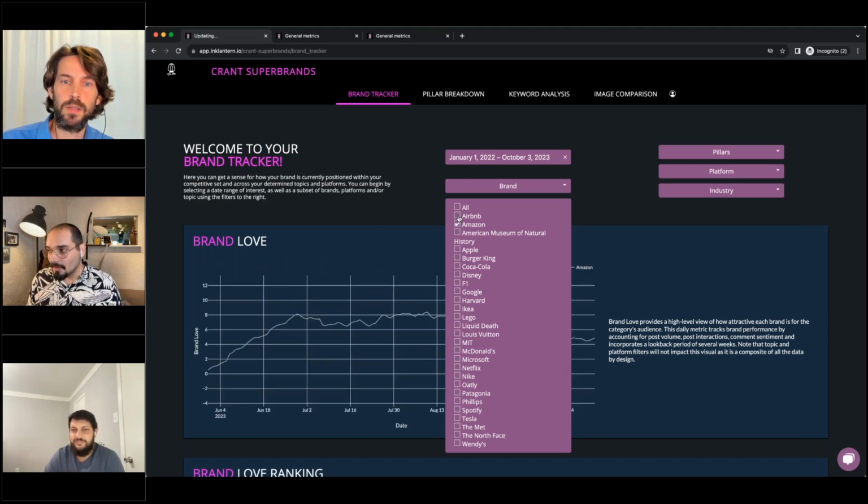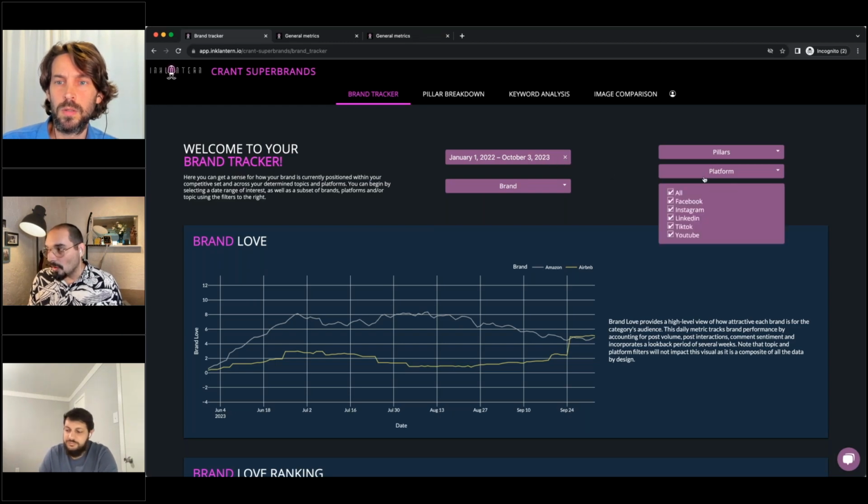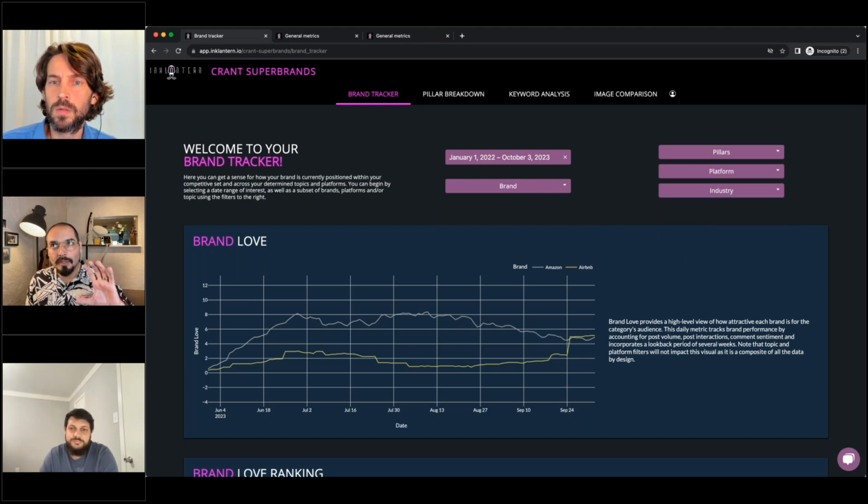And then you can select those here. But that's not the only filter that we have. We also have a date filter that is very important if you want to look at seasonality or platforms or even the pillars, which we're going to discuss in a second. But filters are super important to be able to look at the data from different perspectives.